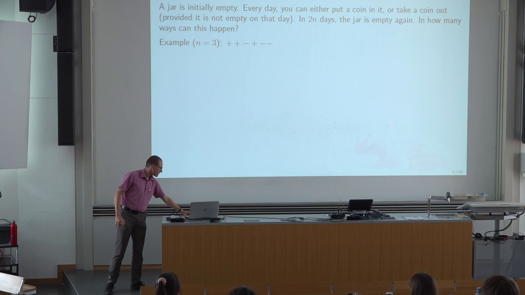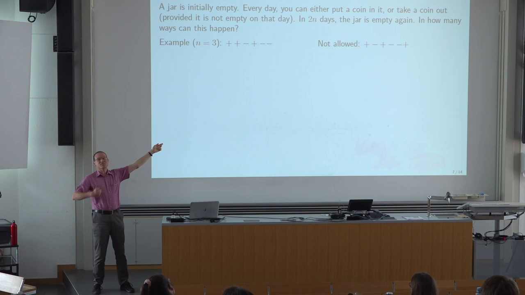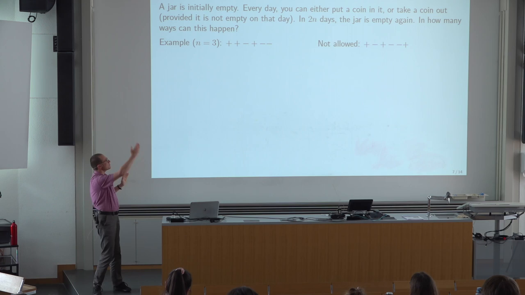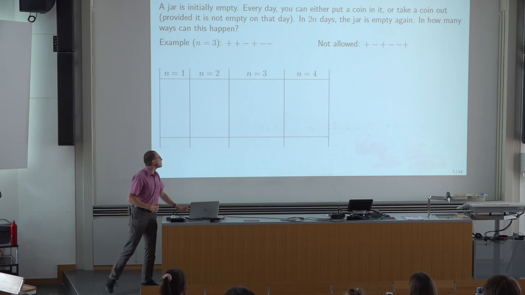This is not allowed. You cannot put a coin in, out, then in, and then take coins out in 2 consecutive days, because you cannot take coins out of an empty jar. This is the one thing to remember. You cannot take coins out of an empty jar. Up to any certain point, there should be at least as many pluses as minuses. You cannot have more minuses than pluses. All right, now what is the answer to that question?